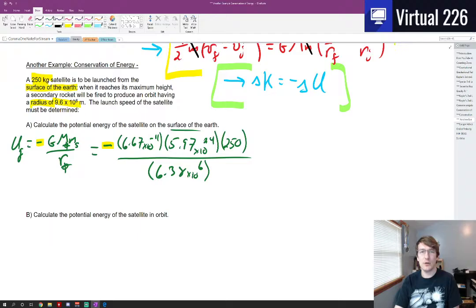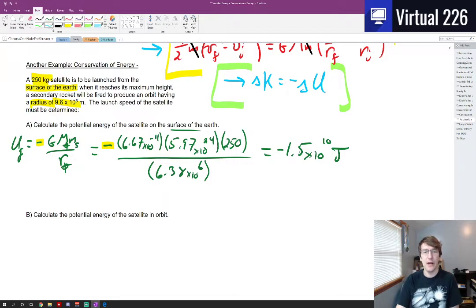If we throw all these together, let's see, 6.67 times 10 to the negative 11 times 5.97 times 10 to the 24th times 250 divided by 6.38 times 10 to the 6th. We should get 1.5 times 10 to the 10th, and that's a negative. So negative 1.5 times 10 to the 10th joules, because that's an energy.